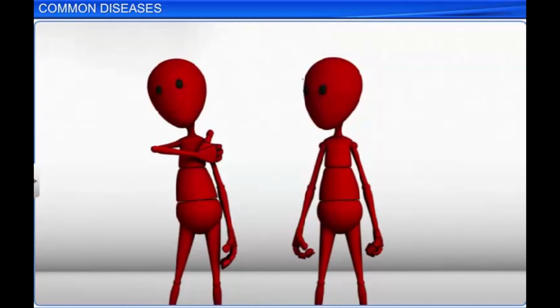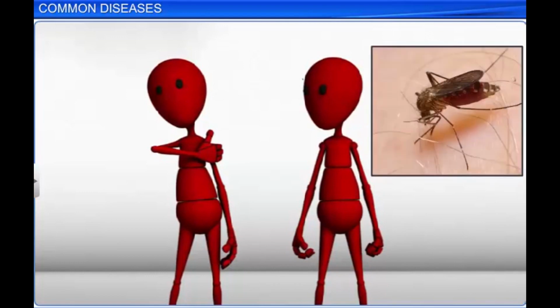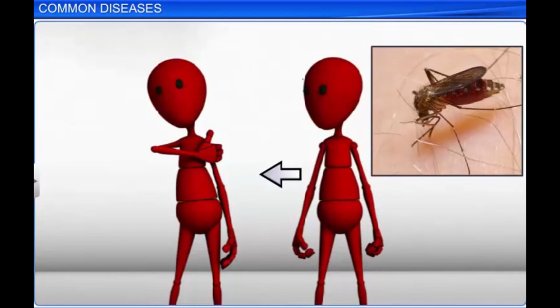A vector is an insect or any living carrier, such as female mosquitoes in the case of filariasis, that transmit infectious diseases.